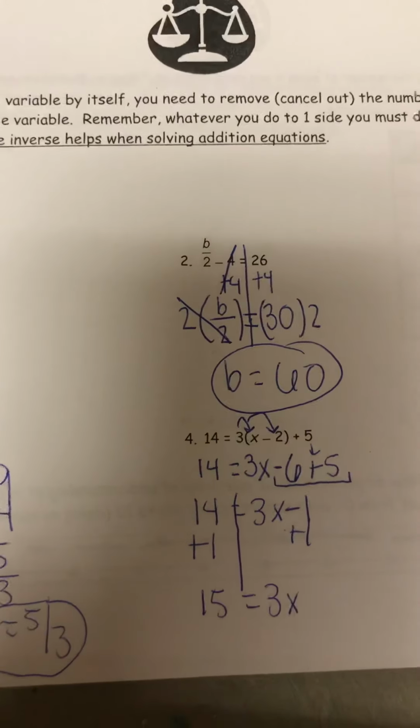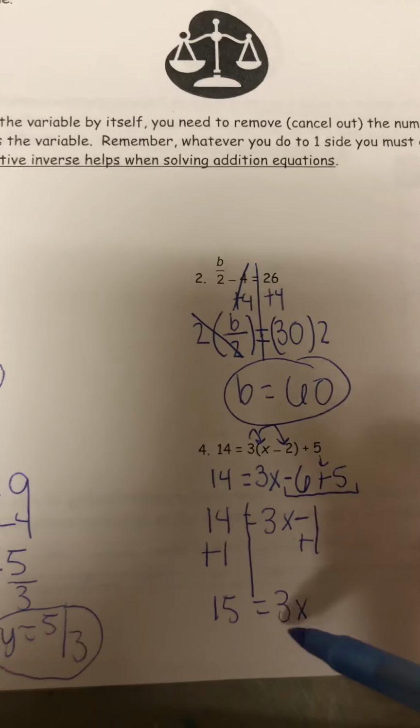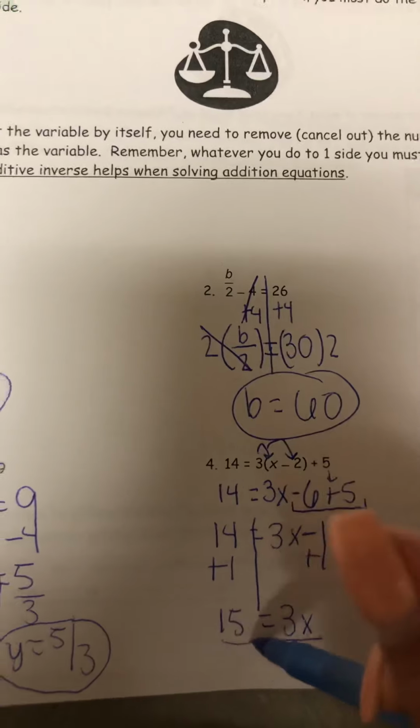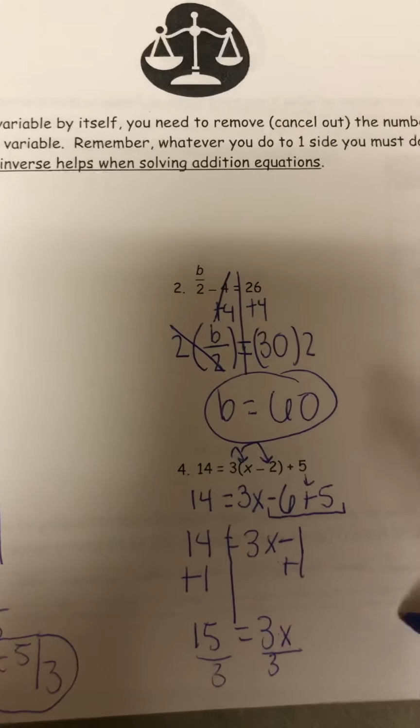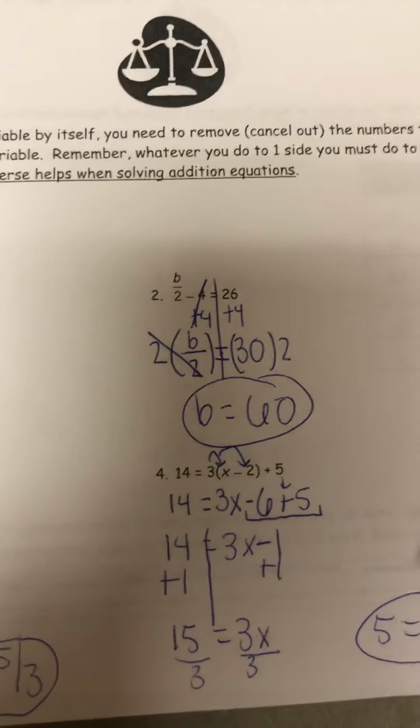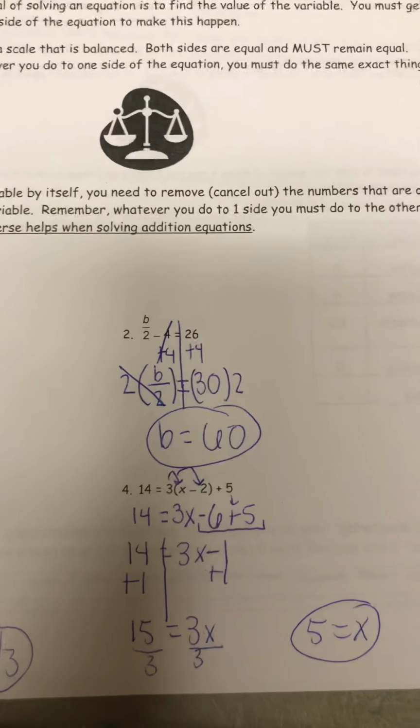Again, I want to get x by itself, so the opposite of multiplication is division. 15 divided by 3 is 5. So I have 5 is equal to x. Okay, go ahead and flip it over.